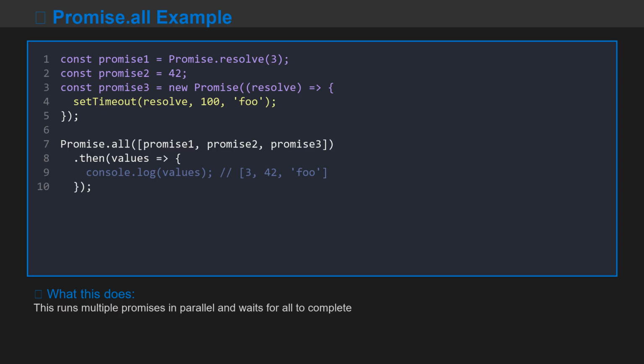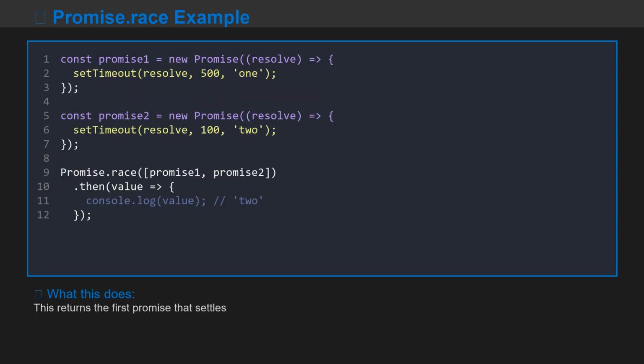Let's look at Promise.all. This method takes an array of promises and returns a single promise that resolves when all of the promises in the array have resolved. Here we have three promises: one that resolves immediately, one that's just a value, and one that resolves after a timeout. Promise.all waits for all of them to complete before returning the combined results.